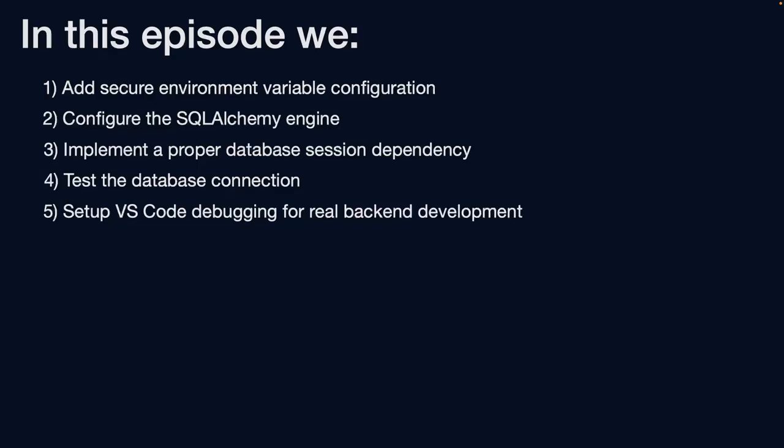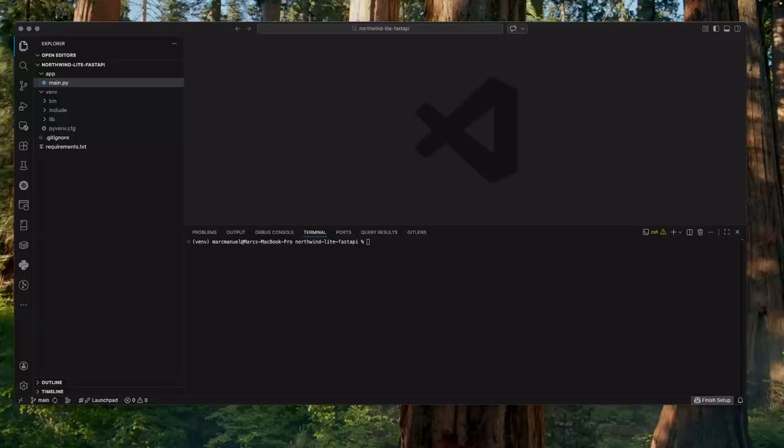In this episode, we add secure environment variable configuration. We configure the SQLAlchemy engine. We implement a proper database session dependency, and then we test the database connection, and then set up VS Code debugging for real backend development. This is where the API stops being infrastructure and starts becoming a real backend. Now let's jump to our Northwind Light FastAPI application in VS Code.